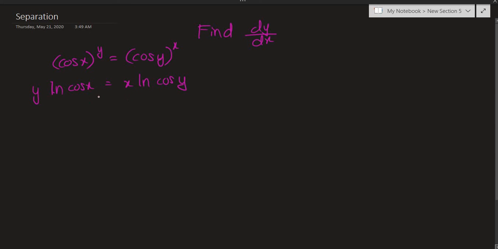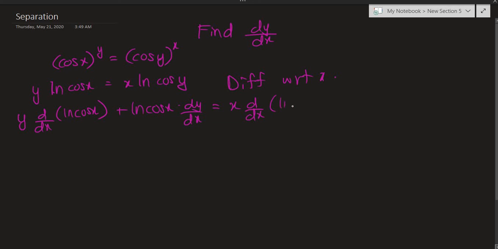Again, product rule on both sides. If we differentiate with respect to x right now, which is a great time to do so, we have y times the derivative of the natural log of cosine of x, plus the natural log of cosine of x times dy over dx, is equal to x times the derivative of natural log of cosine of y, plus the natural log of cosine of y times the derivative of x with respect to x.